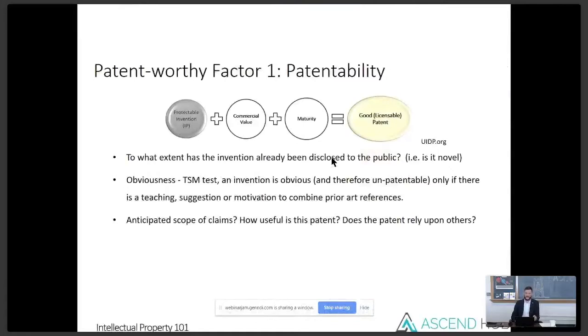So we're looking first at patentability. To what extent has the invention already been disclosed? To what degree is it novel? Run it through the TSM test for obviousness. Then look at the anticipated scope of the claims. How useful is it? How many things could it be applied to? So we rate this as broad or narrow patentability using these factors and more.